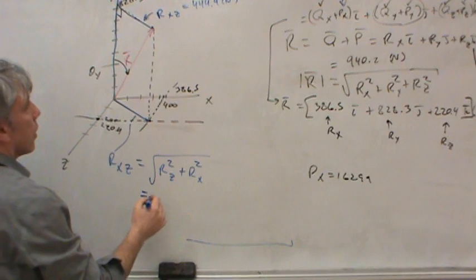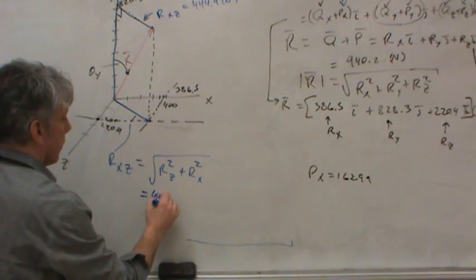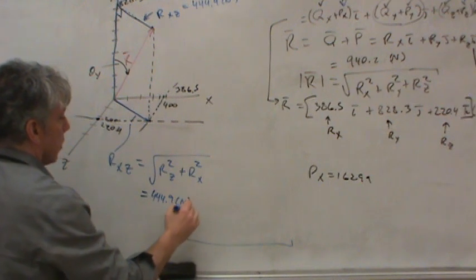220 squared plus 386 squared, right? With the decimals added on. Yeah. 444.93. Okay.